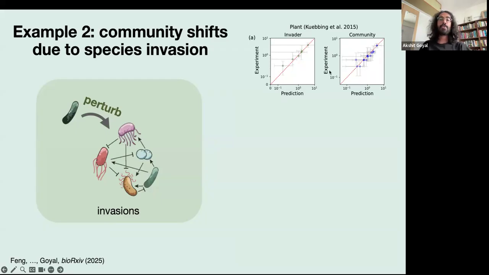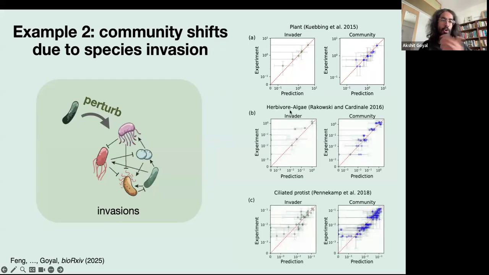We can do that not just for these plant communities, but for a whole host of different communities. This is an example of herbivore algae communities, where again, we're predicting the invader abundance and the community shifts. And you can see that the predictions work well. And this is an example of microbial protists, these ciliated protist communities from this paper, where again, the point stands that this framework does really well for arbitrarily complex models, and in fact, even for these realistic situations, right? So those are two examples that I wanted to show you of the predictive power of this framework, right? Both for abiotic perturbations as well as for biotic perturbations.